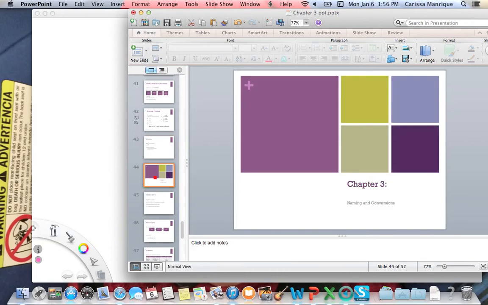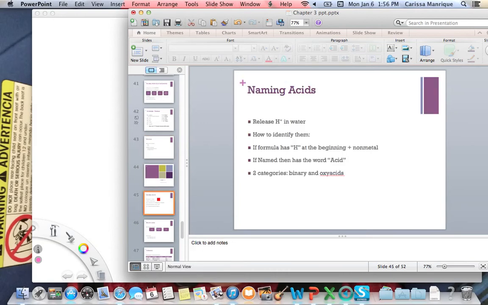Let's look at acids. Acids are a little bit harder, but they're not too bad. Again, there's a chart you need to memorize, but that's it. Acids release hydrogen, H plus, in water. So it's a hydronium. How to identify them? They'll have an H at the beginning of the name, plus a nonmetal, and the word acid in there. There are two categories, binary and oxyacids. So if something starts with an H, it's pretty much going to be an acid, and in the name, it'll have the word acid in there.